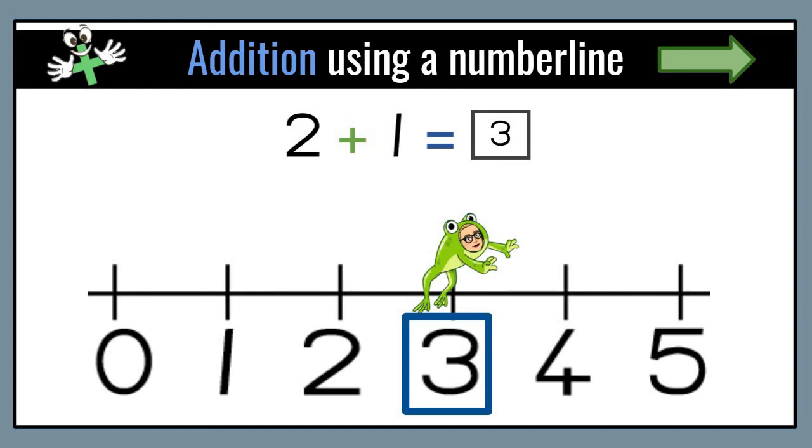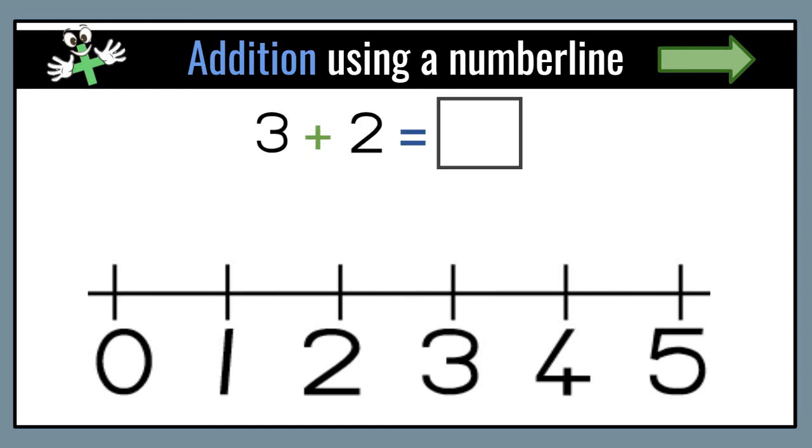Are you ready for the next one? 3 plus 2 equals what? We are going to use our number line to get our answer. But first, what characters are we using? Yes, I see Mr. Plus. When I see Mr. Plus, I think of addition. I think of counting forward on my number line.